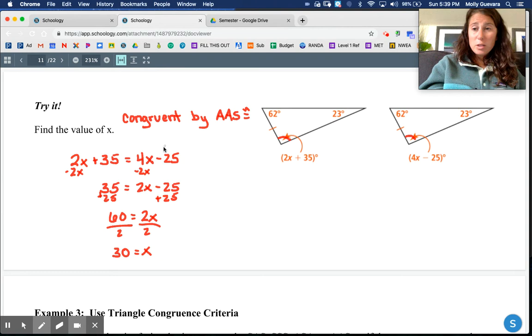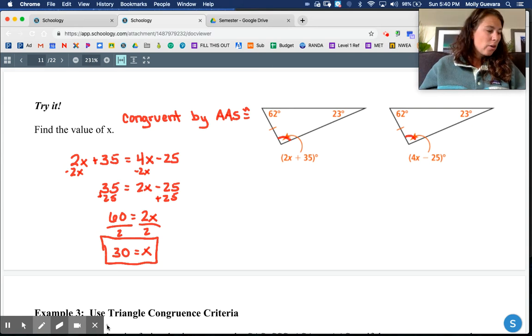And that is what the problem is asking me to find. It's not asking me to plug it back in or anything. It just wants the value of x. So there we go, and I have the value of x. Hopefully we feel good on that.